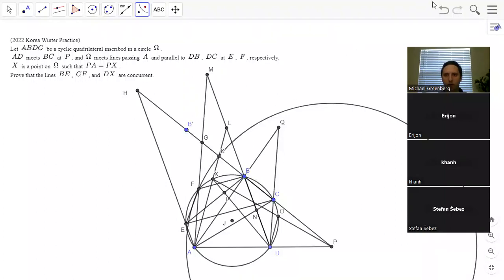We're going to use the fact that inversion fixes the cross ratio. So if we can show that the cross ratio CBIA... wait a second, let me just write this out real quick. Okay.